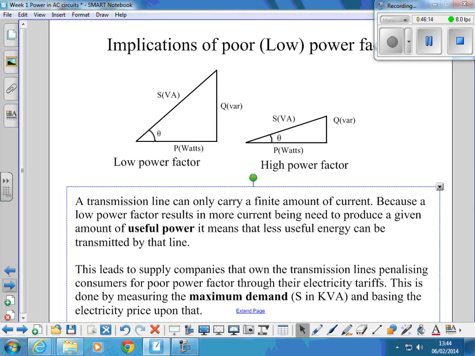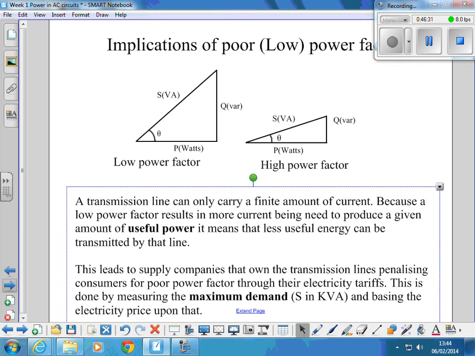For that very reason, supply companies, the ones that own or supply the transmission lines, penalise larger consumers for poor power factor.